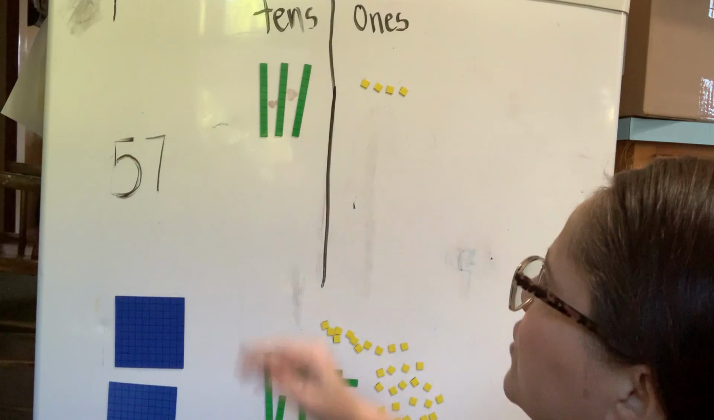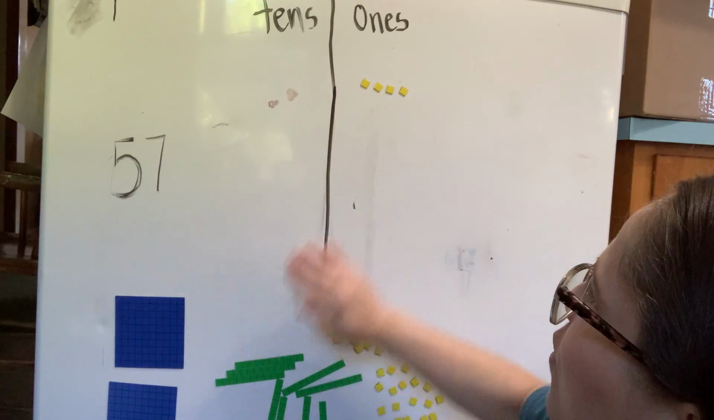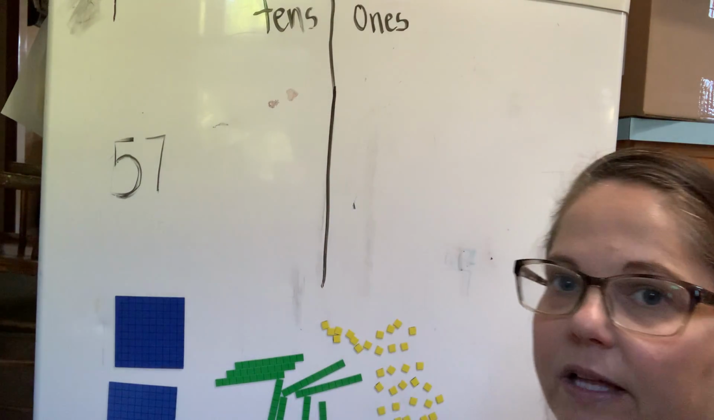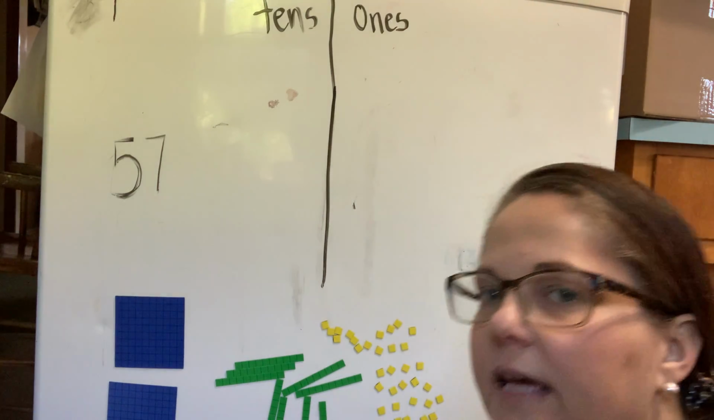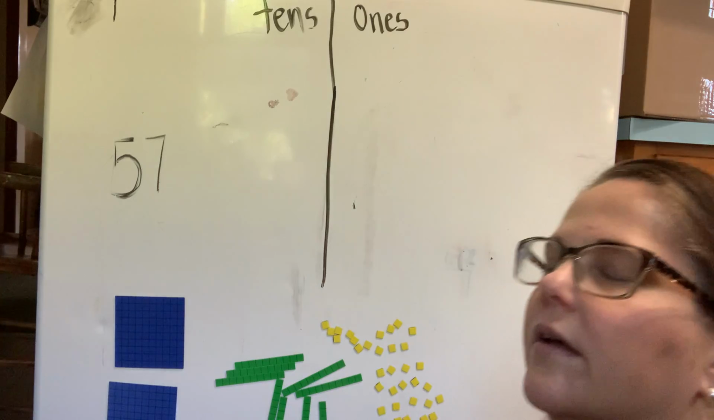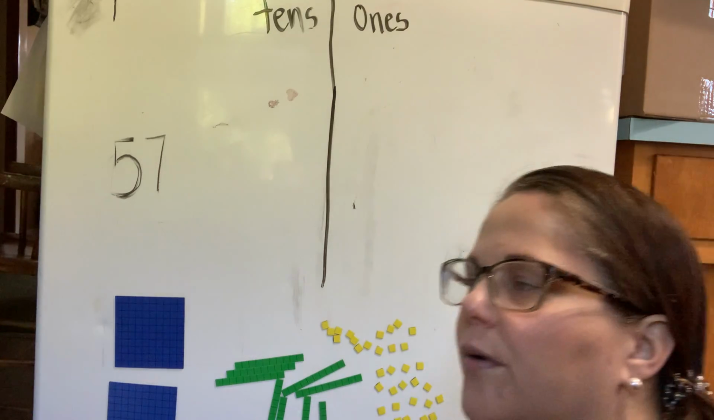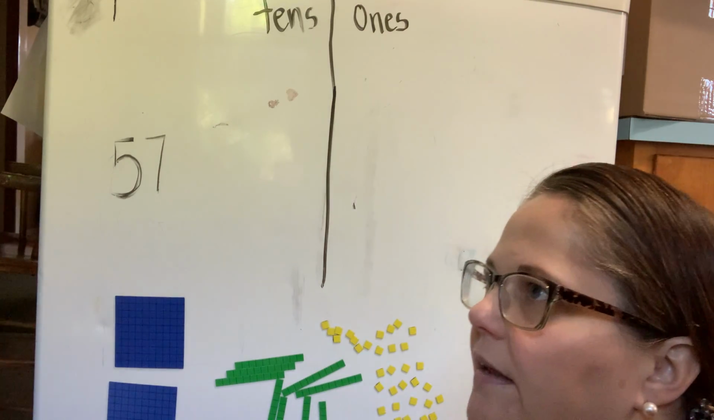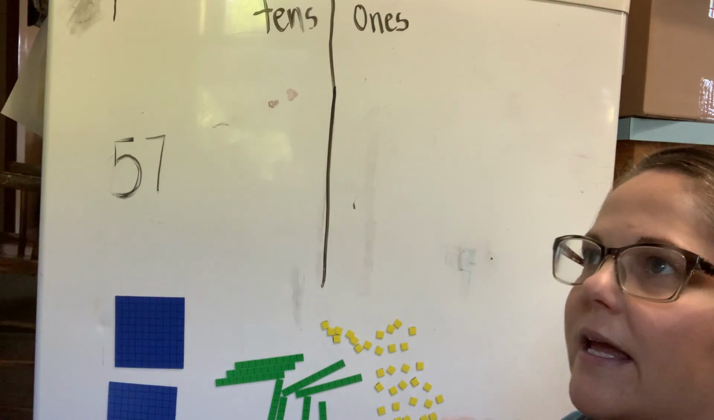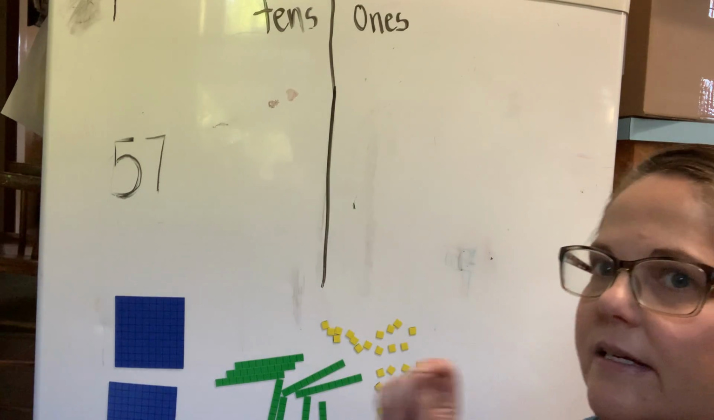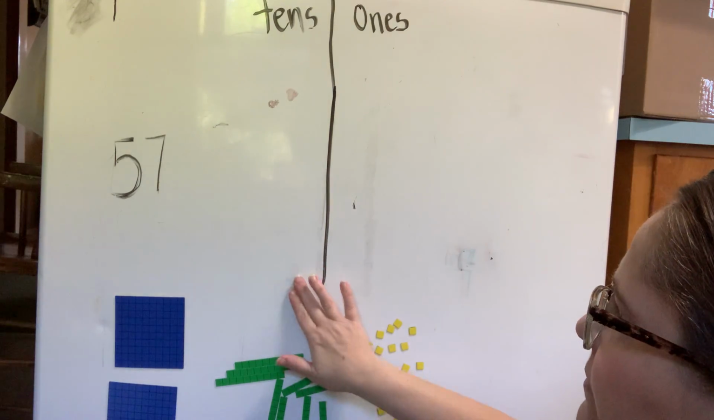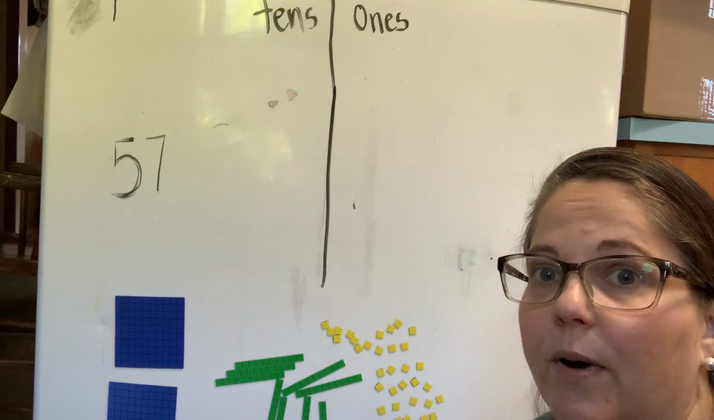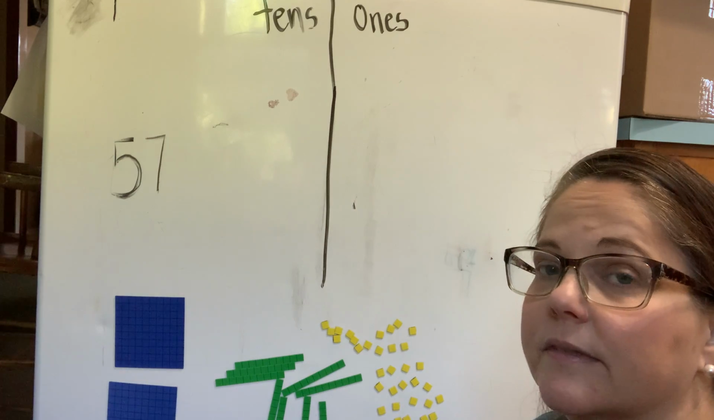And I want you to try to build 57. What do you think 57 will look like? I want you to take your tens out and count. 10, 20, 30, 40, 50. And then take your ones out and count carefully. 7 ones. And if you need to pause this video right now, pause it.